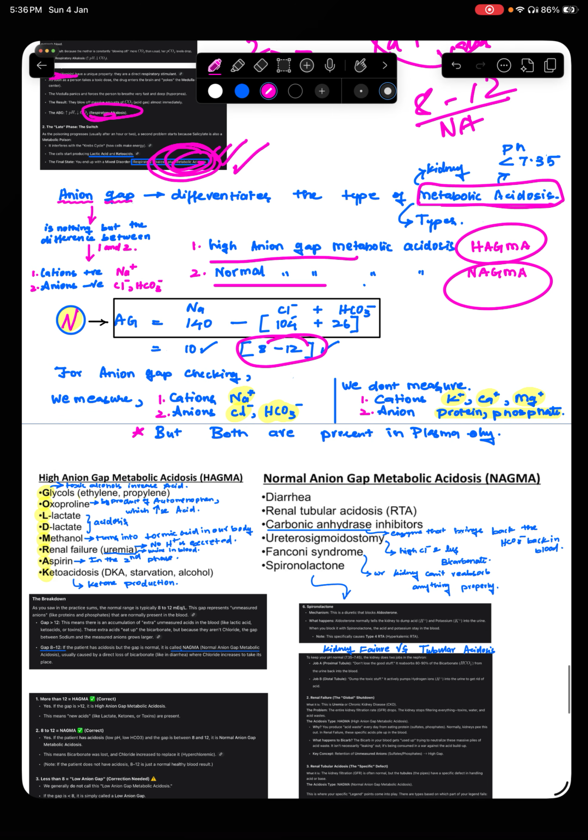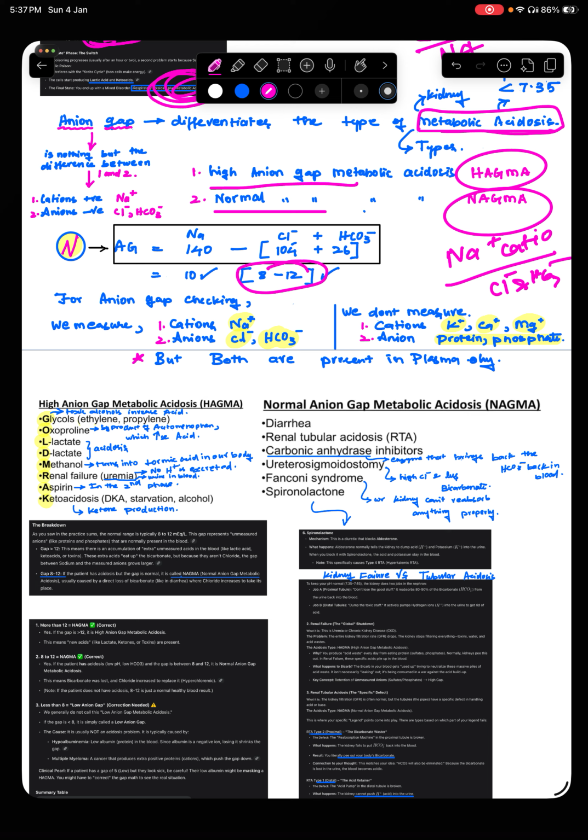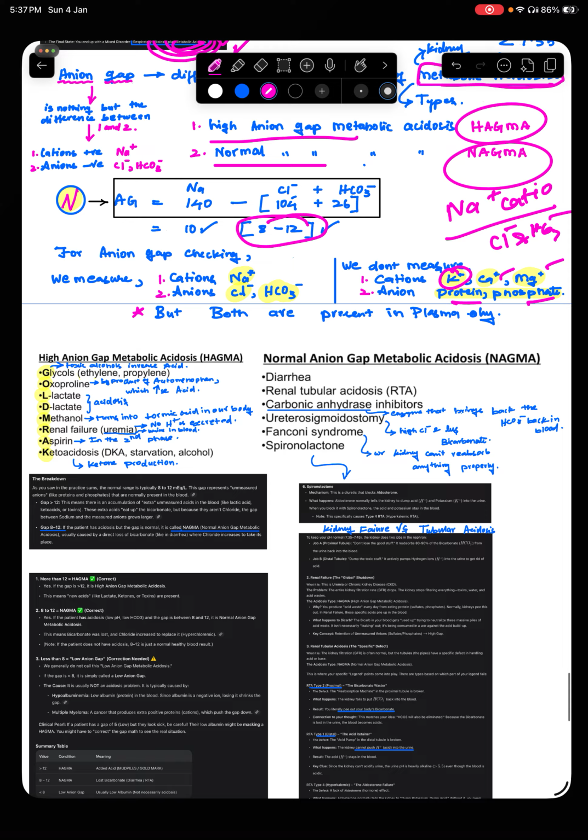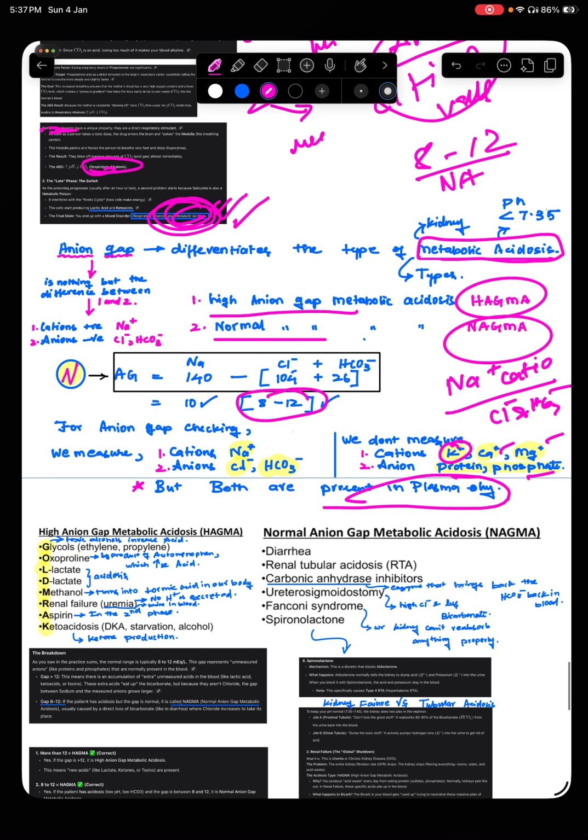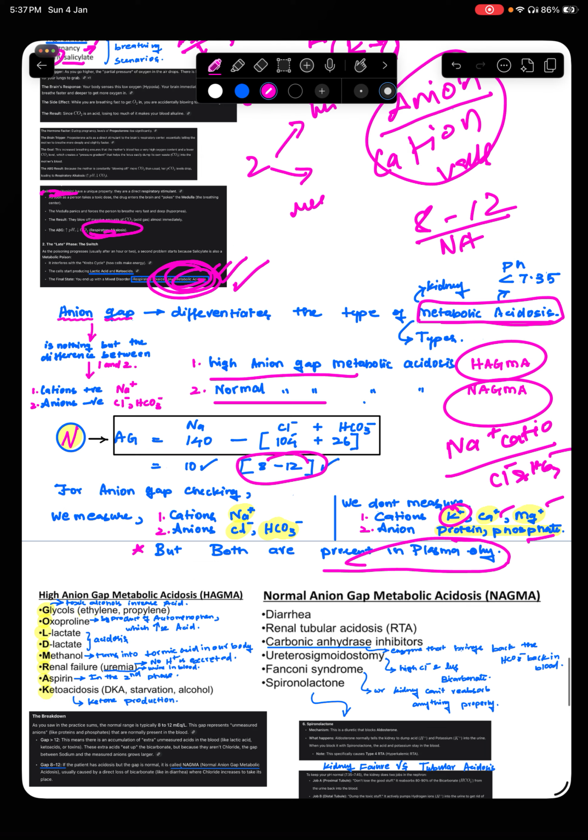Basically, guys, here we only consider sodium as our cation, and for anions we consider chloride and HCO3. What we do not measure: for cations, we don't measure potassium, calcium, magnesium; for anions, protein and phosphate. But both are present in the plasma, that we already know.